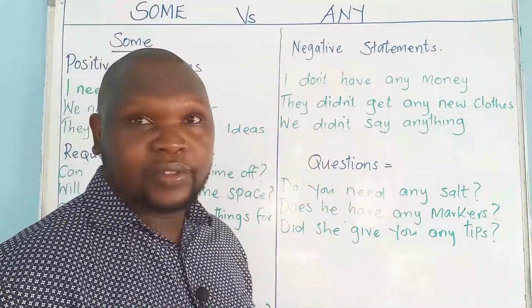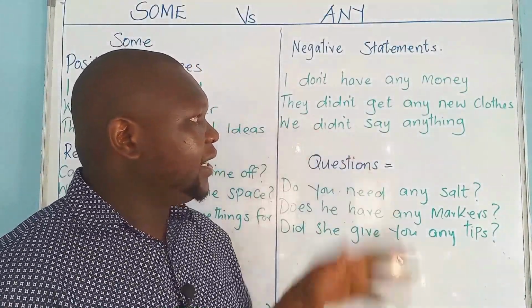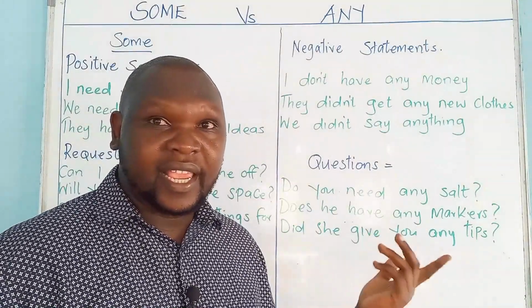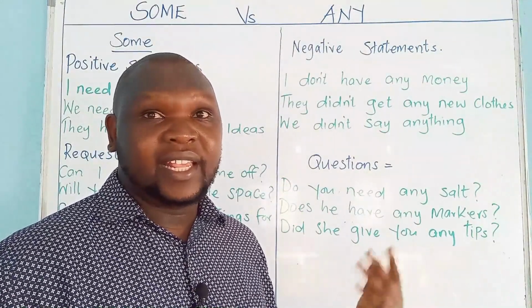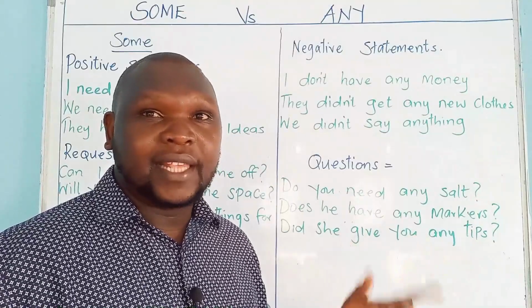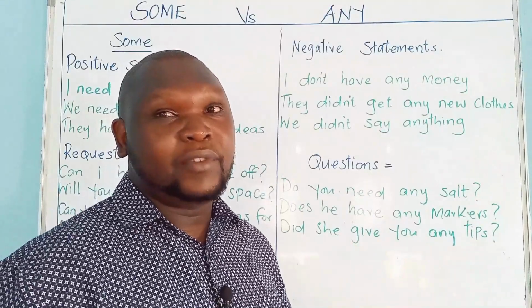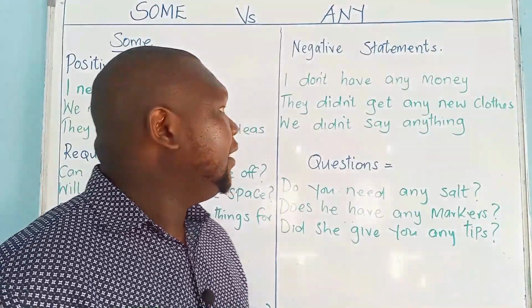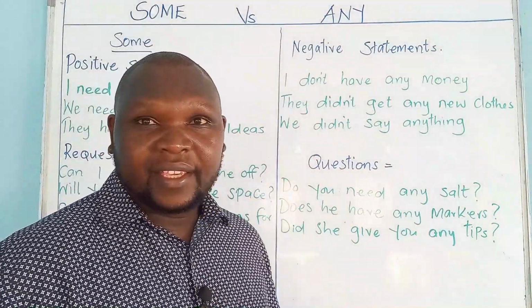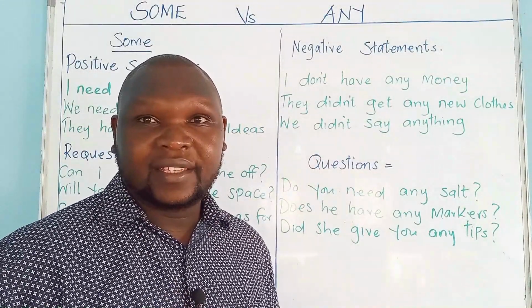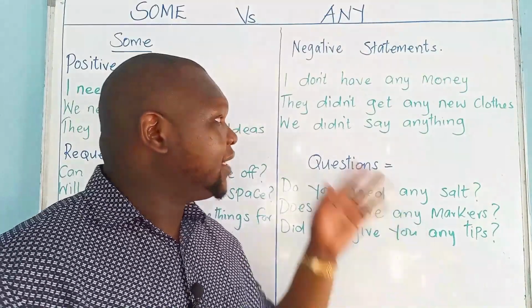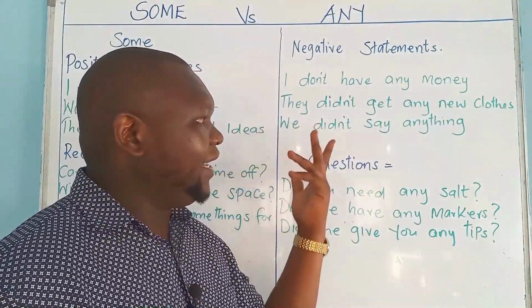Let me take you to the next one. They didn't get any clothes. This is the second example, and I'm going to give you the last example before I give you another point. We didn't say anything. Okay? So this is how we use any.